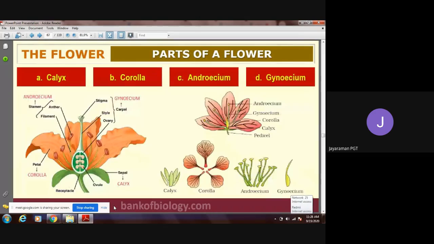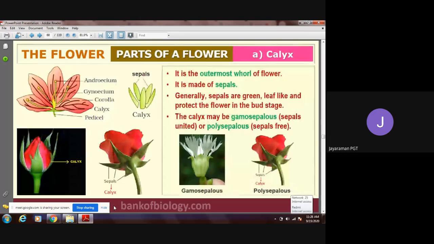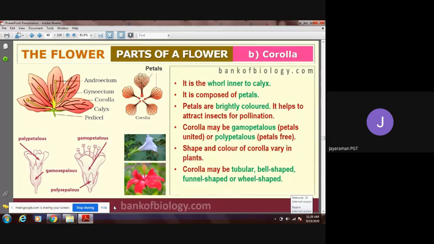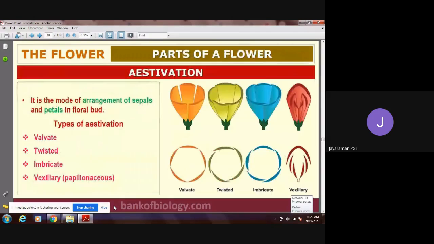Then the calyx, corolla, and gynoecium, and their functions. When they are united, it is known as gamo. When they are free, it is known as poly. Polysepalous, polypetalous, polyandrous, like that. So you have to say the poly terms for free and gamo terms for fused. The aestivation is valvate, twisted, imbricate, vexillary. Valvate means touching, twisted means overlapping in a proper direction, and imbricate means overlapping without a proper direction.